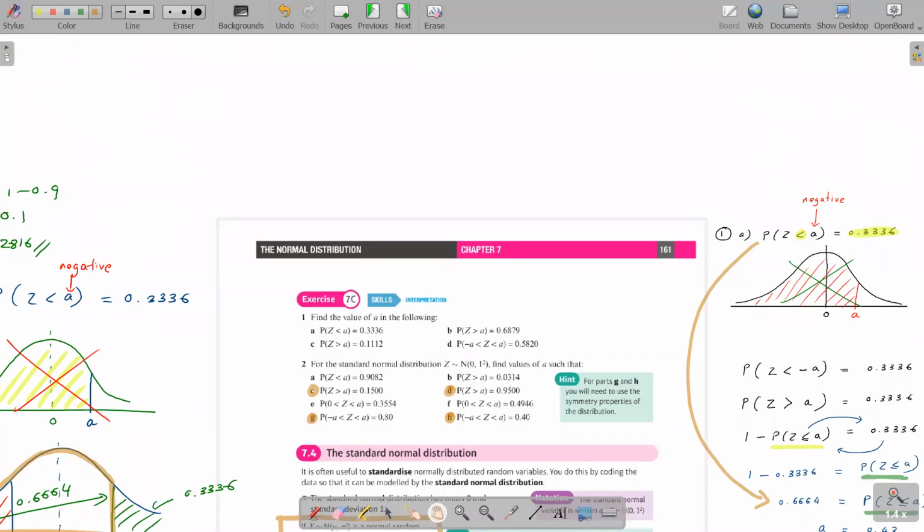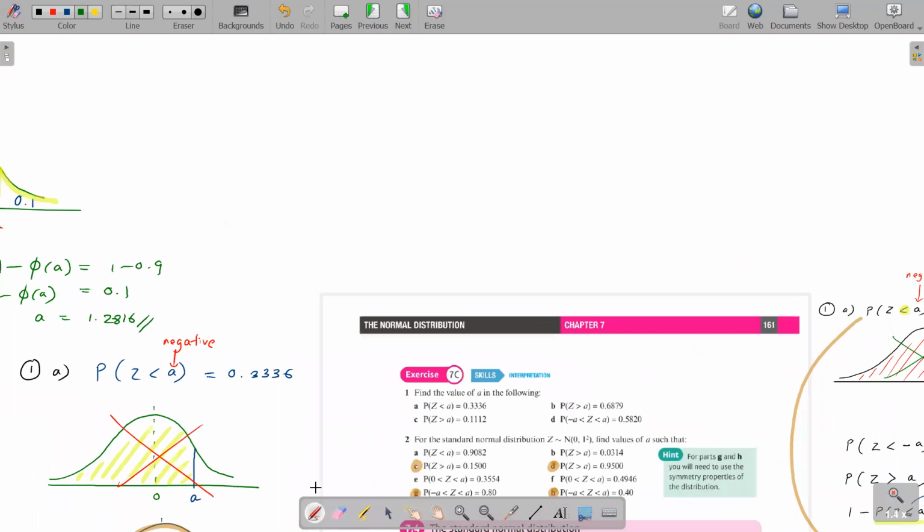All right, guys. So we'll continue with exercise 7C, right? Previously we learned how to find the A value when the probability is given. So we completed question number 1. Let's continue with question number 2 as well. I want to show you a few important things here. So let's do question number 2, part A.